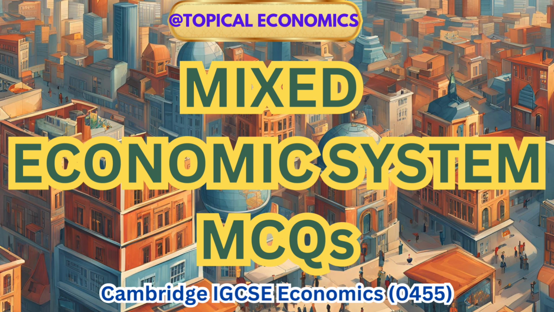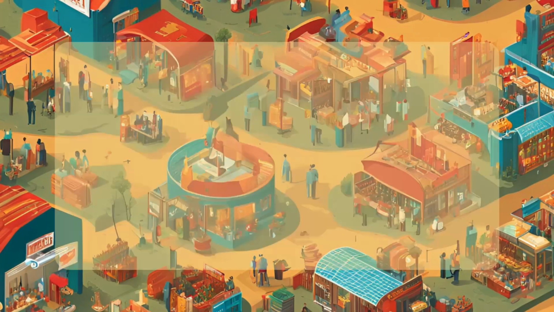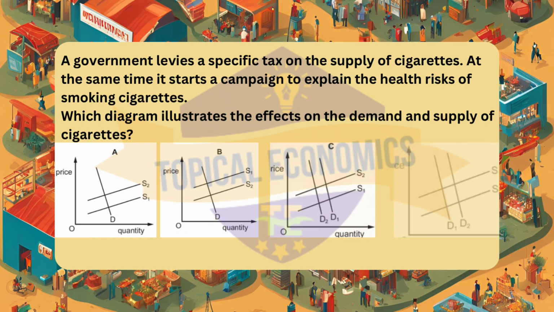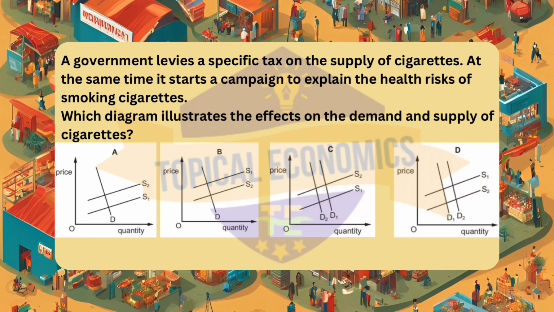So, let's get started. Starting with the first question. A government levies a specific tax on the supply of cigarettes. At the same time, it starts a campaign to explain the health risks of smoking cigarettes. Which diagram illustrates the effects on the demand and supply of cigarettes? This question is from year 2022 May-June version 2 paper. The correct answer for this question is option C.